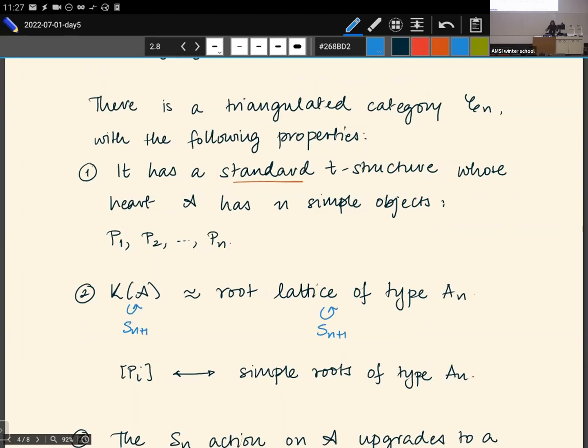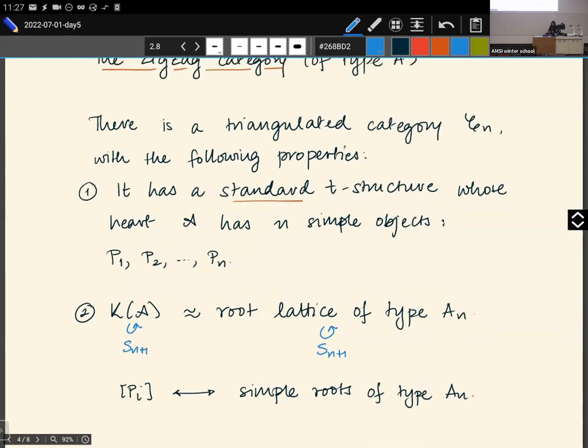And this bijection is compatible with the action of the symmetric group. And this bijection goes as follows. The generating objects P1, P2, P3 up to Pn map to the simple roots of type An. So somehow if you are only looking at the Grothendieck group, it looks like the root system of type An, if you know what that is, and if not, that's fine. So this category upgrades the Sn action to something else, Sn plus 1, sorry.